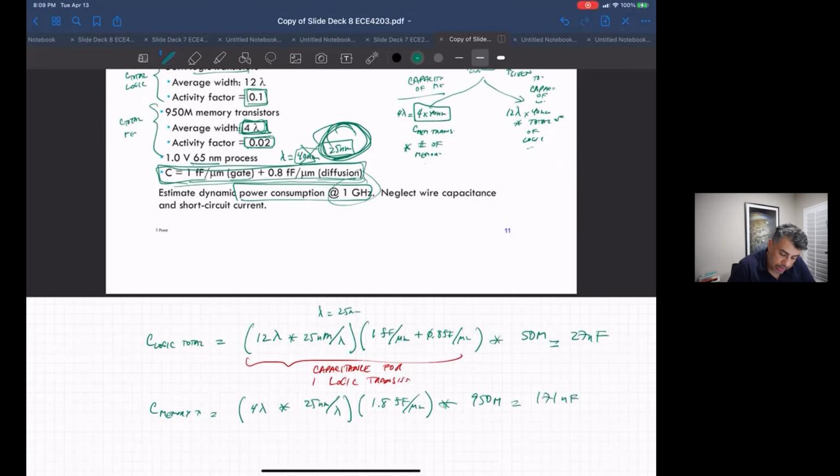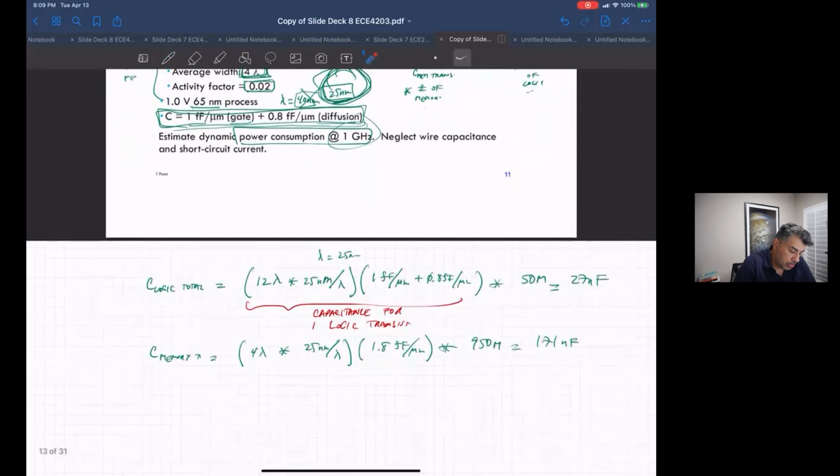And you can already see the transistors in the memory are smaller, but the total capacitance in the memory node is, I don't know, a factor of 5 to 6 times higher, right? More capacitance in the memory.